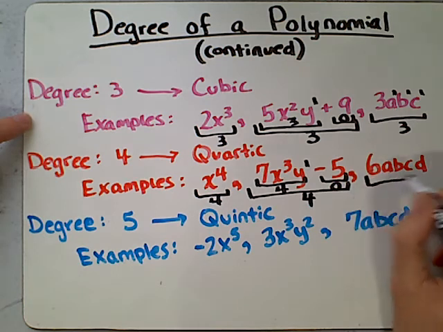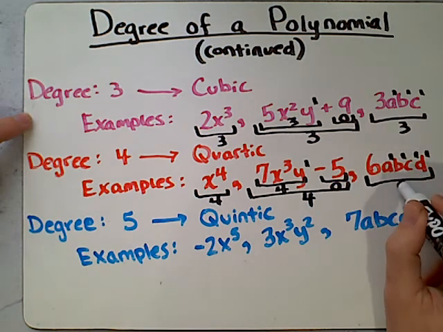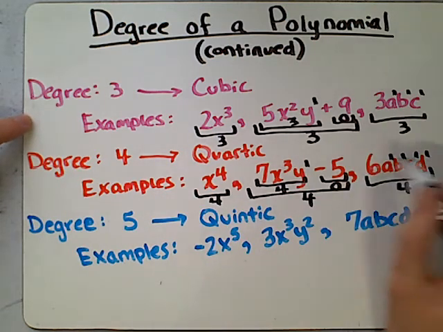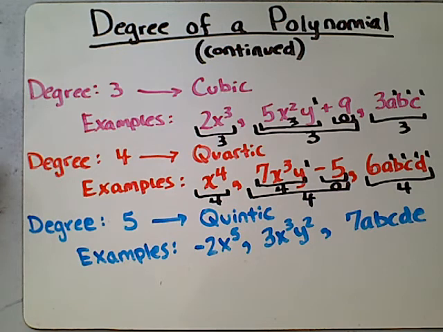This last example, we add the 1 on the a with the 1 on the b with the 1 on the c with the 1 on the d, getting a total of fourth degree, and this is one term, this is one monomial, so fourth degree monomial.